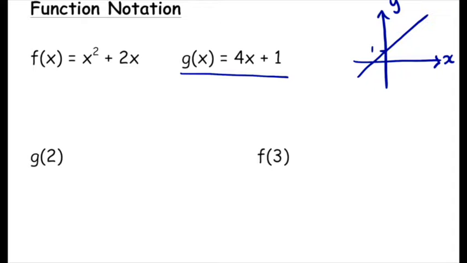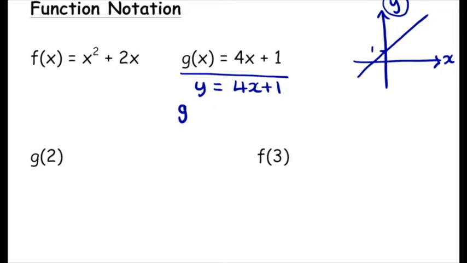Now, another way of saying that might be that y is equal to 4x plus 1. So this is the same as writing this function. They both mean exactly the same thing. On one of them, we're saying that g is a function of x, which is equal to 4x plus 1. And on the second, we're saying that y, a new variable, is equal to 4x plus 1, which is how we can then map it as a graph.